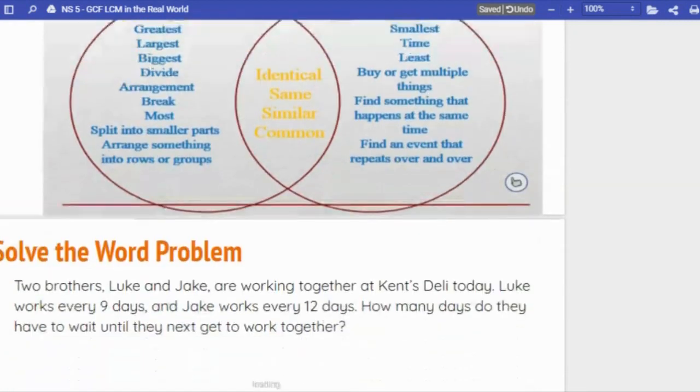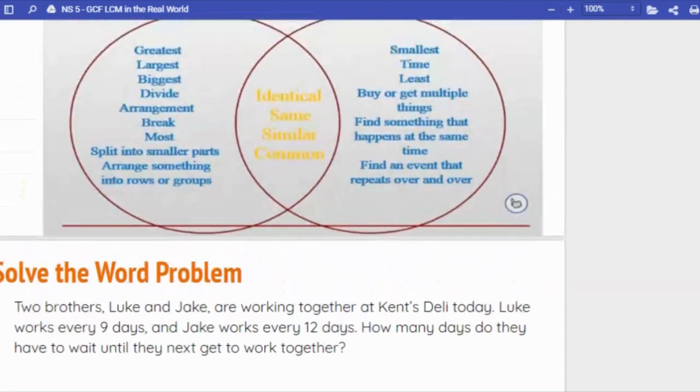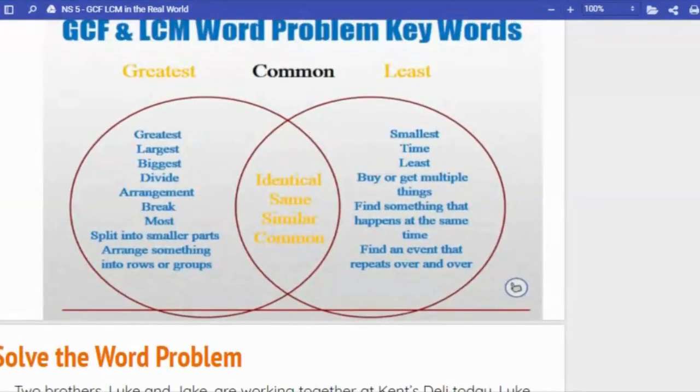So let's dive in and look at what this would look like in a real world situation. So here we go. Two brothers, Luke and Jake, are working together at Kent's Deli today. Luke works every 9 days and Jake works every 12 days. How many days do they have to wait until they next get to work together? So if we go back up, okay, here's that chart we made.